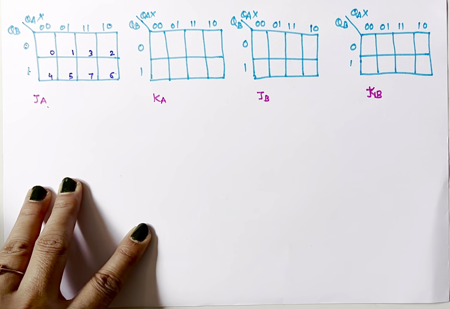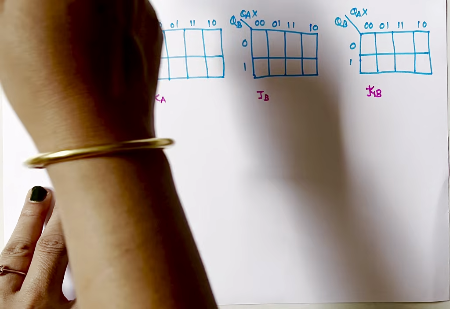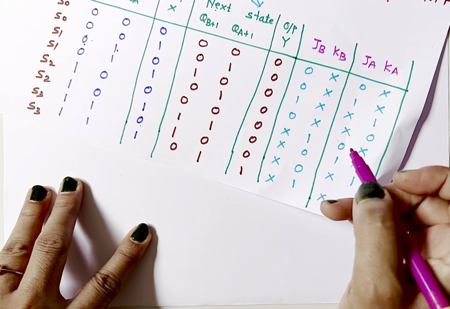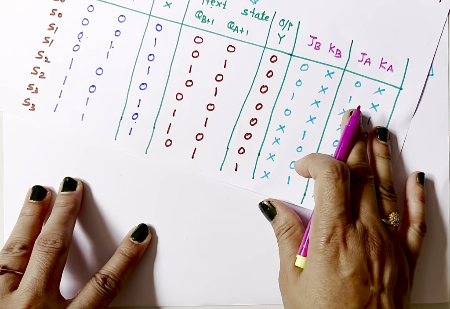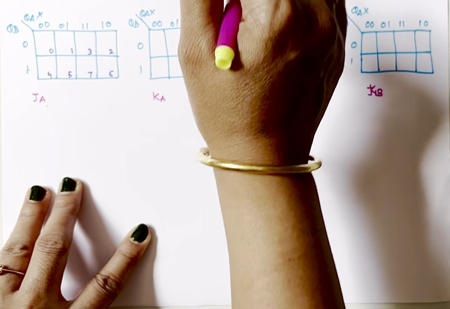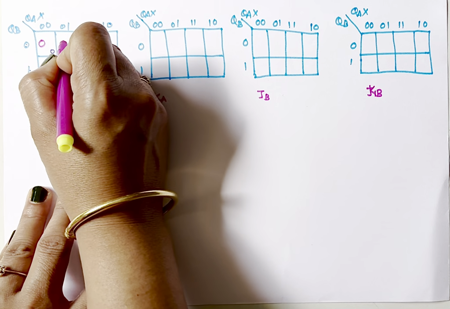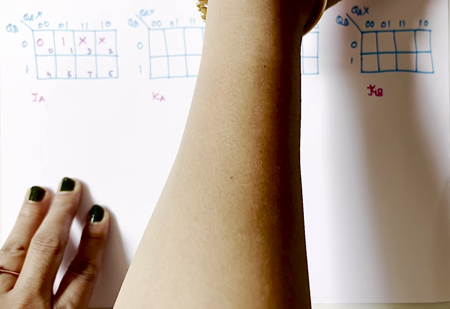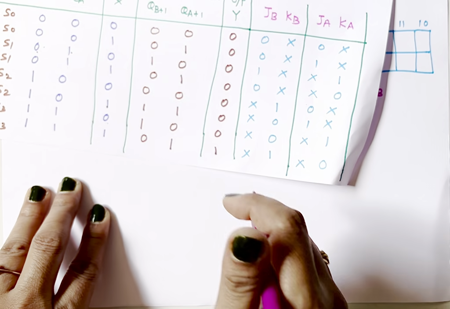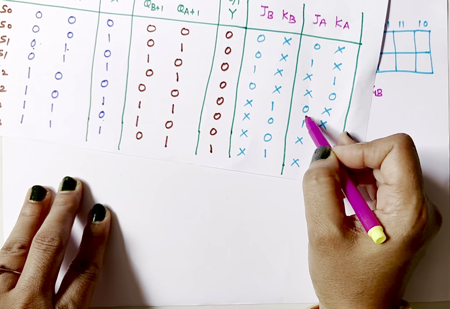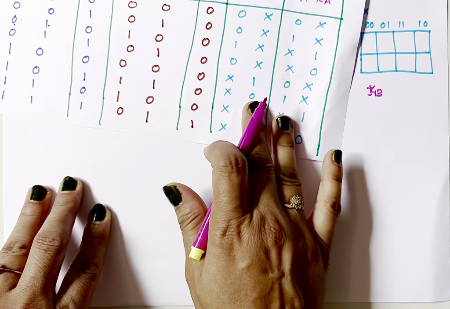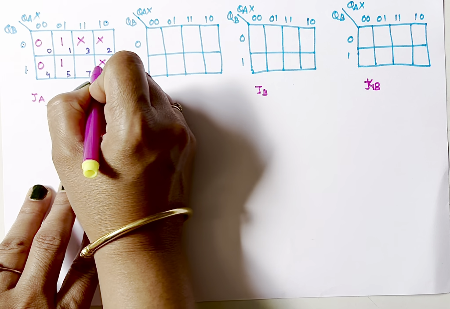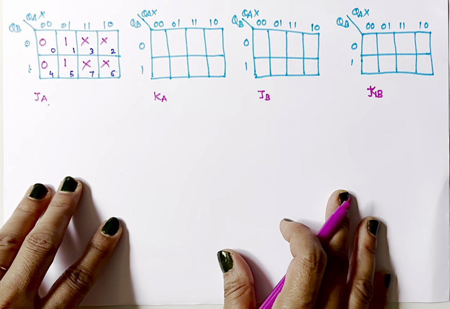Now let's put values of JA. So here you'll see JA is 0, 1, don't care, 0, 1, don't care, don't care. Then 0, 1, don't care, don't care. Again 0, 1, don't care, don't care.